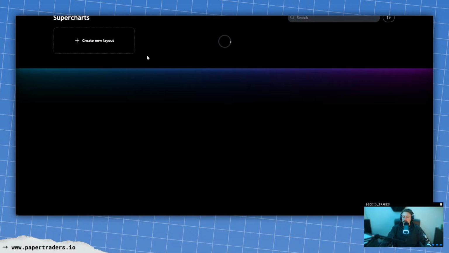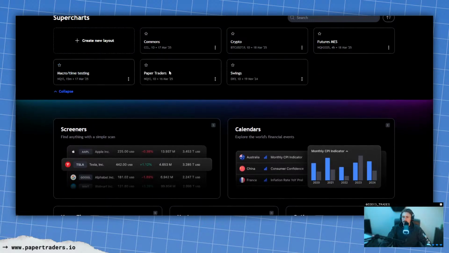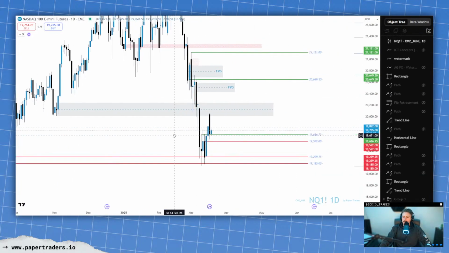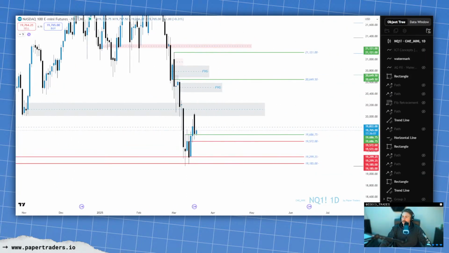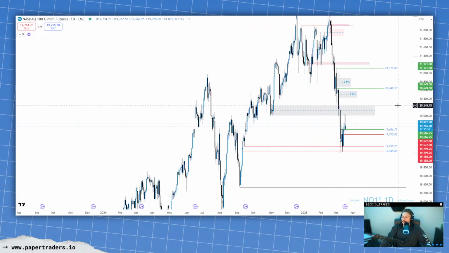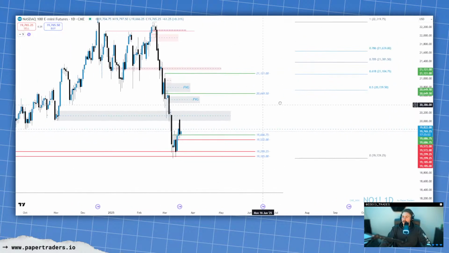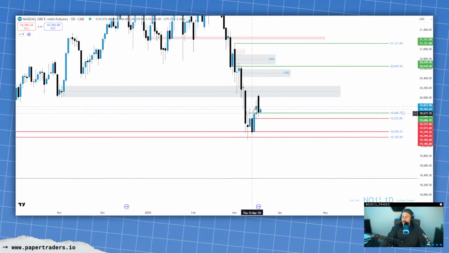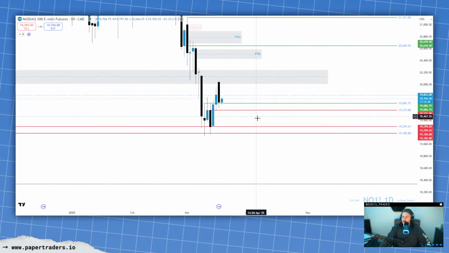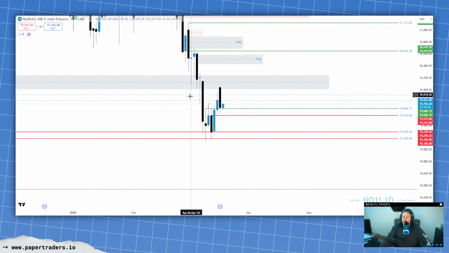Let me go into our paper traders. Look at that. Did we outline those? Yeah. Beautiful. We have the whole range outlined, but we're mostly looking for that other range, just the weekly range. So the weekly range, we have rejected OTE. That's without this little gap up.